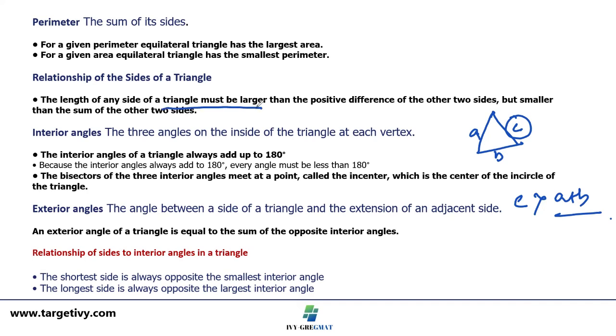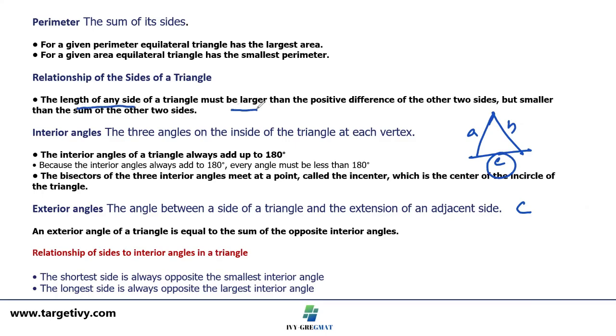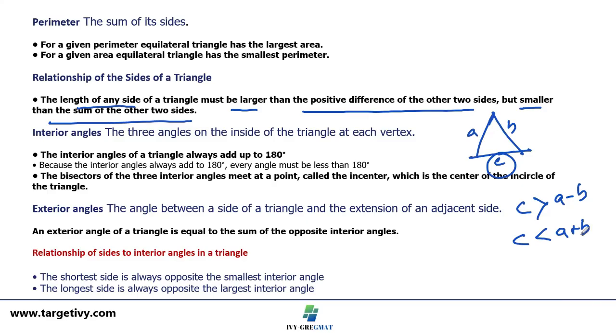Sorry, if A, B, and C are there, then this C, the length of any side of the triangle, must be greater than the positive difference between two sides. C is more than A minus B. But also at the same time, smaller than the sum of the two sides. So C is less than A plus B. So that puts it right. I'm sorry for the goof up.